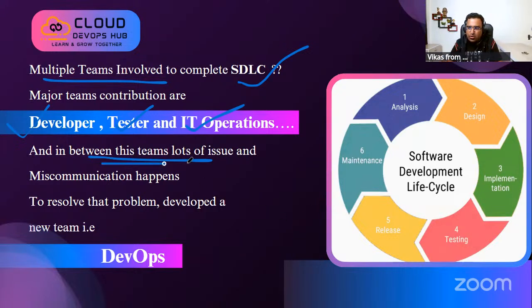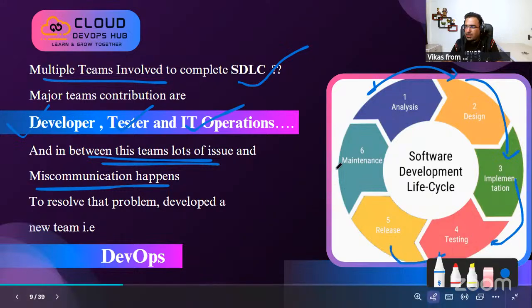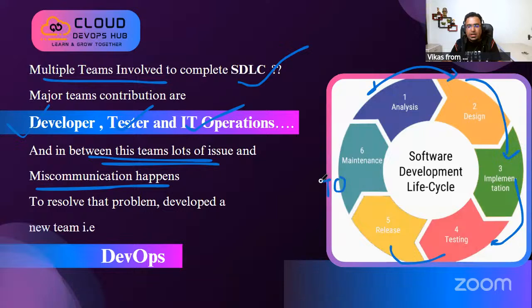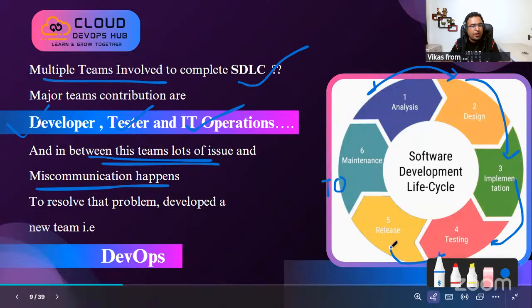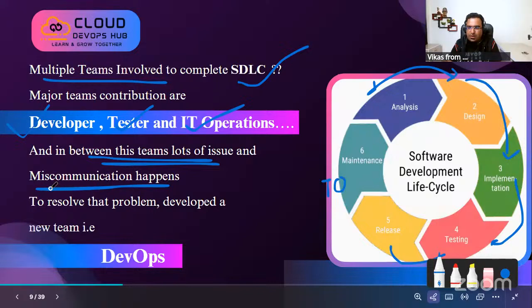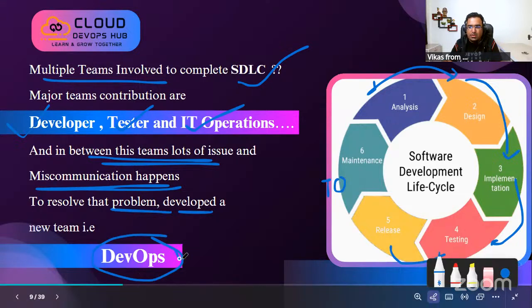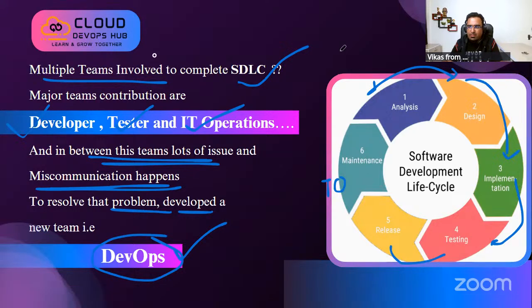So there may be a lot of issues and miscommunication. The business analyst gives information to the developers, the developers pass some information along, and by the time things reach the IT operations team, they will not get the proper information. Do you agree with my point? So when this type of problem or miscommunication happens during software development, a new team has been created. The new team is DevOps. When multiple teams are involved in the software development life cycle and any issue or miscommunication happens, the new team created to solve the problem is DevOps.